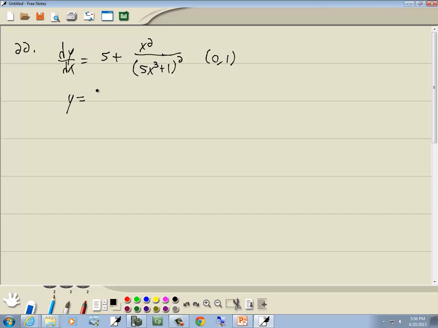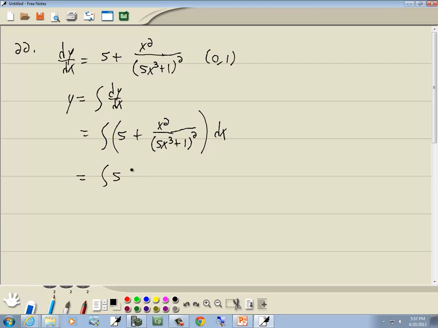Well, to find y equals, you're going to take the integral of our derivative. So the integral of dy dx, which will be the integral of 5 plus x squared over 5x to the third plus 1 squared dx. Now I can split those into separate integrals. So that'd be an integral of 5 dx plus the integral of x squared over 5x to the third plus 1 squared dx. Well, the integral of 5 just gives us 5x.